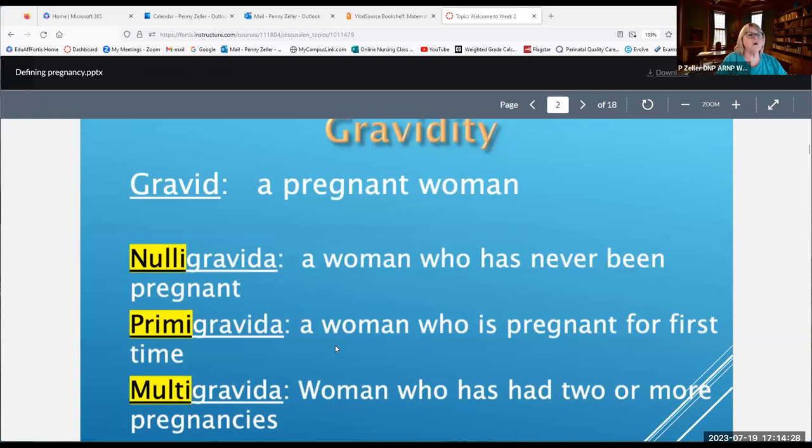The term gravid means pregnancy, right? It means pregnancy. So nulli means none. Primi means the first. And multi means two or more. So if you have a primigravida, it means a woman that's pregnant for the first time. A nulligravida would be a woman who's never been pregnant. And then a multigravida, she's been pregnant two or more times.